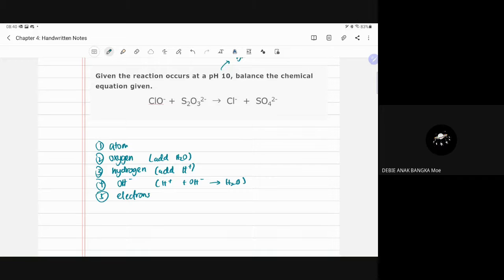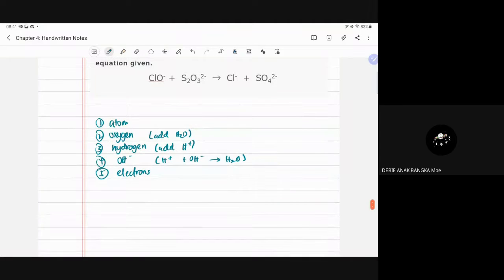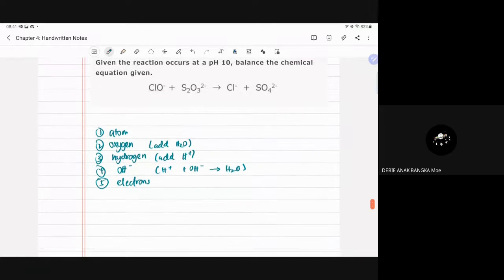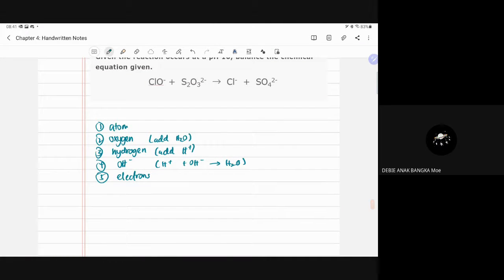Okay, done. Dah dapat jawab? Dah siap belum? Ada yang masih jawab lagi ke? Okay, ada yang dah done. Okay, so I assume ada yang dah boleh discuss lah.